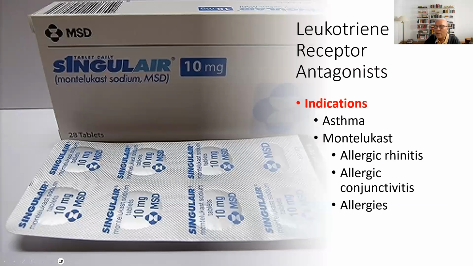So what are the indications? Well, it's indicated for the treatment of asthma. Actually, it could also be used for allergic rhinitis, but it's only Montelukast that's approved for that. Sometimes some people have allergic conjunctivitis. I do whenever the pollen count is very high, and Montelukast is approved to treat that as well.